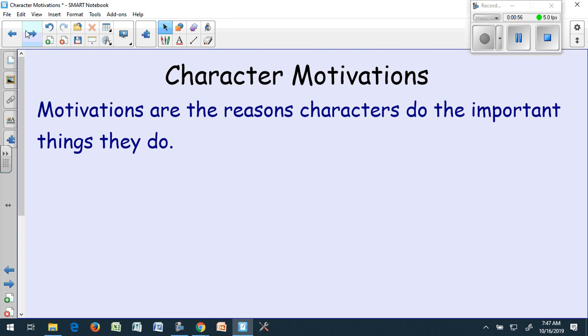But we should constantly be thinking about the choices our characters make, and we should be thinking about why they make these choices. That's going to tell us really what they're like as a person. So let's look at what motivations might be.